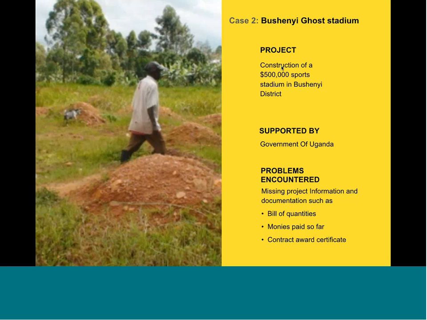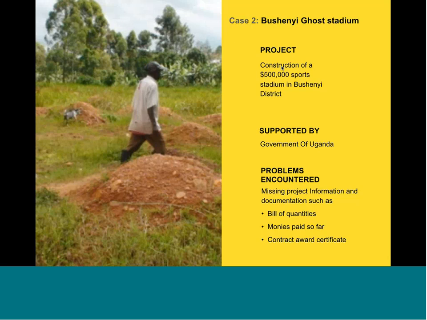About $500,000 was put aside by the government to be used for the construction of a football stadium. But upon investigation, like 2 years after the project, we discovered that that whole money was never used for its purpose. In fact, the land that was gazetted for the football stadium ended up being a goat grazing field. So in its entirety, we never realized value for that money.